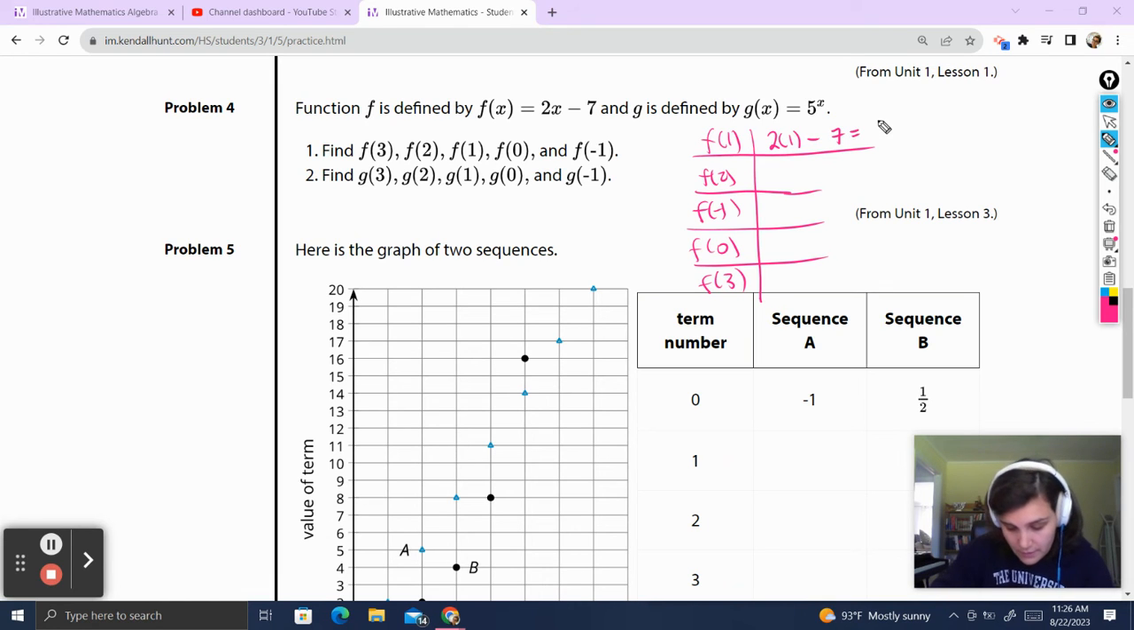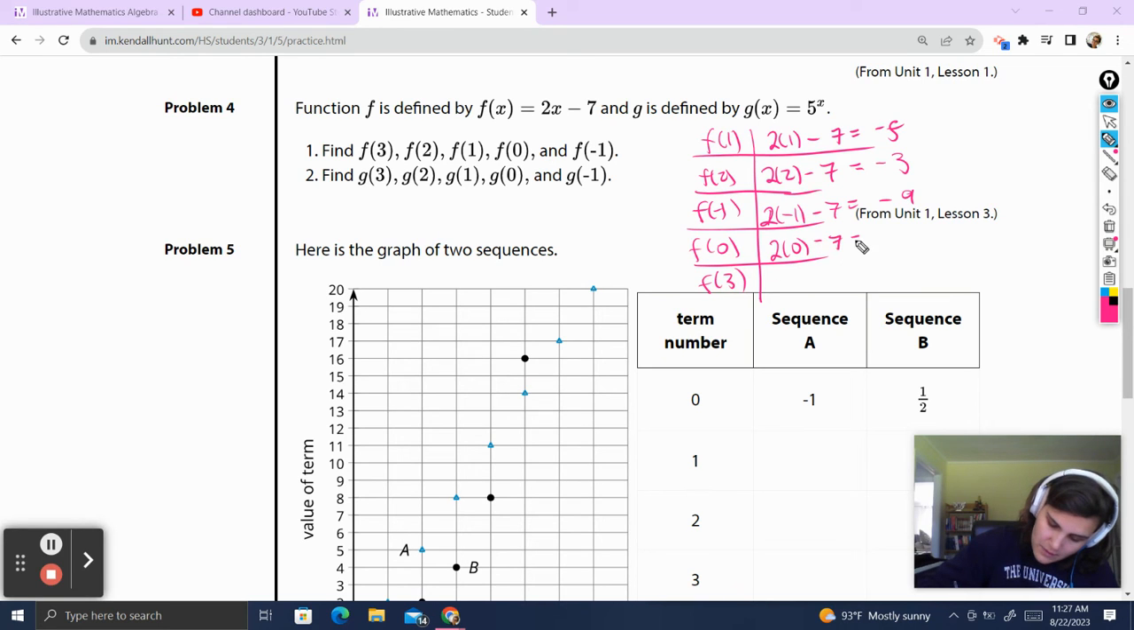So 2 times 1 is 2, minus 7 is going to get us negative 5. 2 times 2 is 4, minus 7 is going to get us negative 3. 2 times negative 1 is negative 2, minus 7 gets us negative 9. 2 times 0 is 0, minus 7 gets us negative 7. 2 times 3 is 6, minus 7 gets us negative 1.